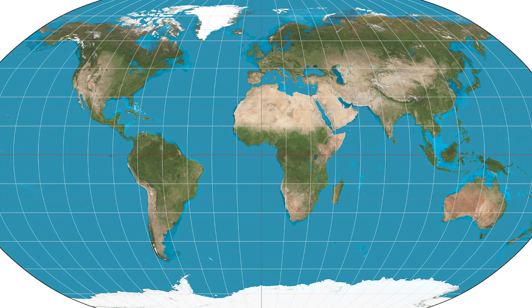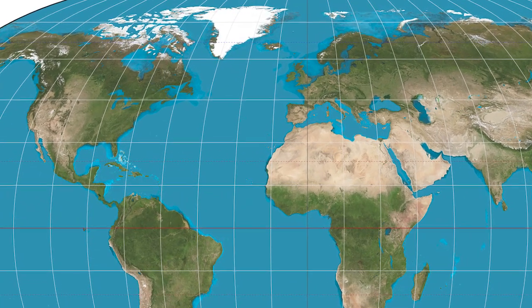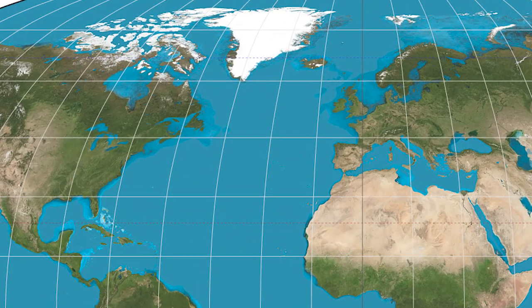And so let's go back and use our Greenland example. If you have a Robinson projection map open, you can see the ends of the map curve around, illustrating that this is a globe, not a flat rectangular surface. And you'll see that Greenland is now much smaller. And in fact, it feels squished, right? It looks like it's been pressed up against the edge there.